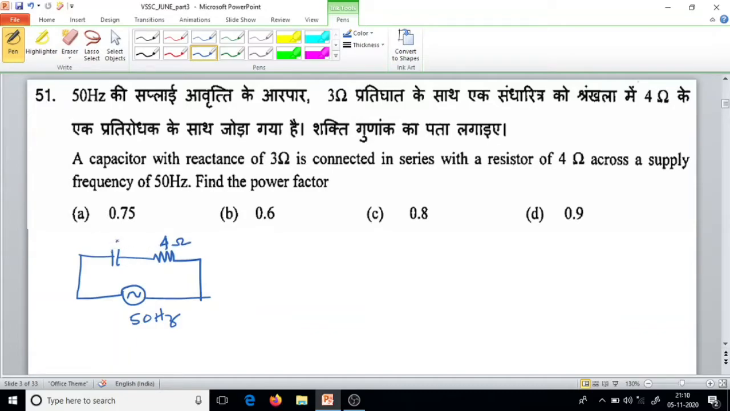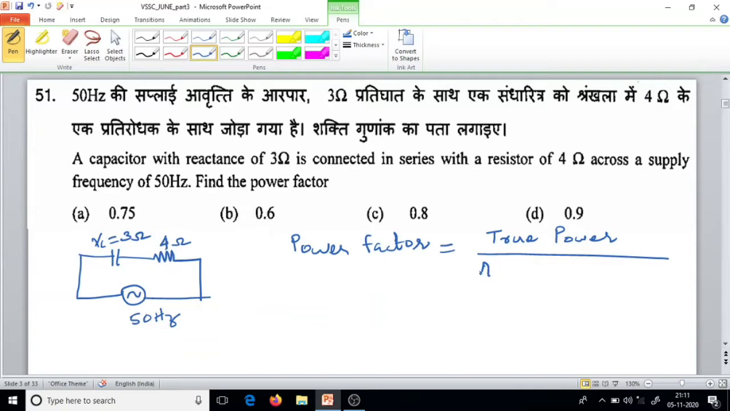And capacitive reactance XC equals 3 ohms. Now we have to find the power factor. What is power factor? Power factor equals true power divided by apparent power. Apparent power means true power plus reactive power.